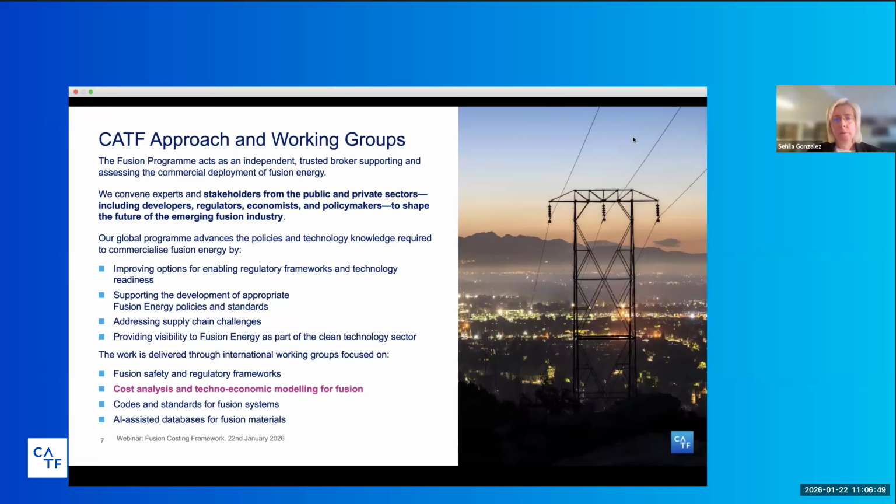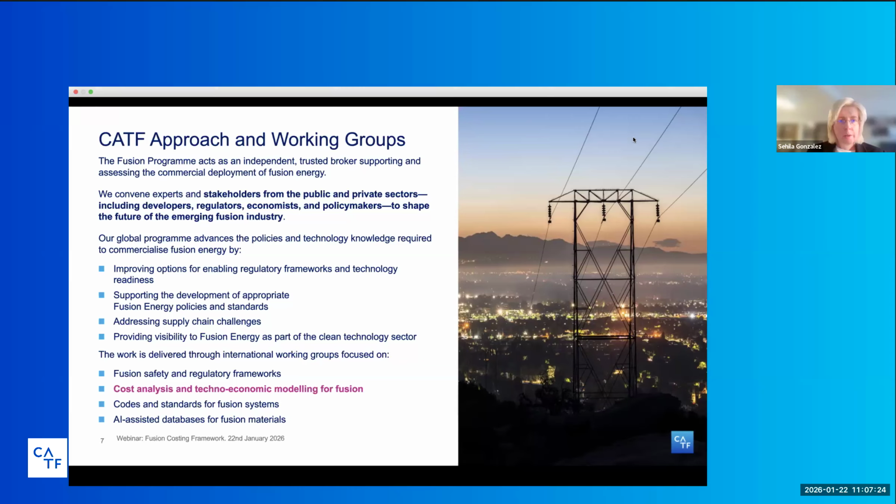So, going a little bit into fusion. What is fusion doing? Which is the fusion program role in CATF? What we do is to push toward commercialization. This is our focus. We want fusion to become real, a real source of energy for mankind. And for that, we have the flexibility of teaming up with key stakeholders from the public and the private sector, including also the academia, policymakers, etc. So we want to have the input and the contribution of everyone to make fusion happen.